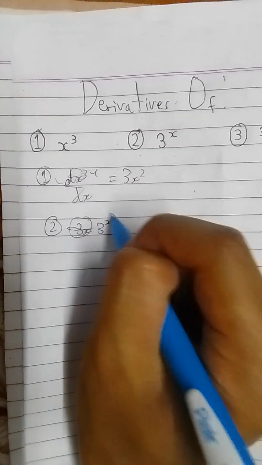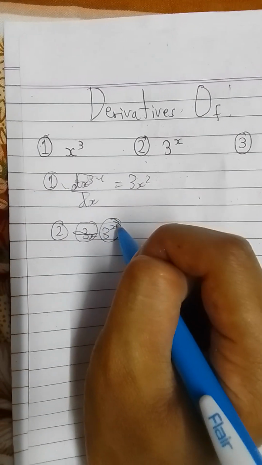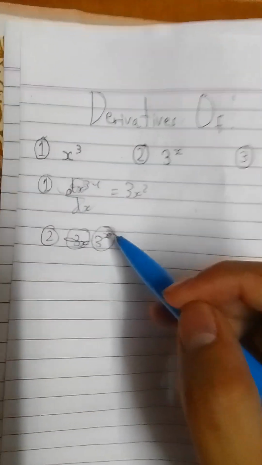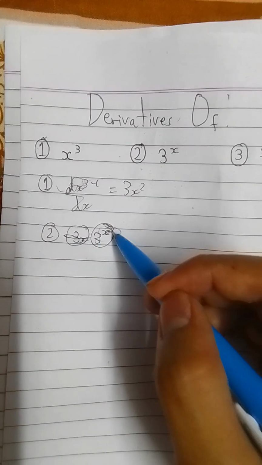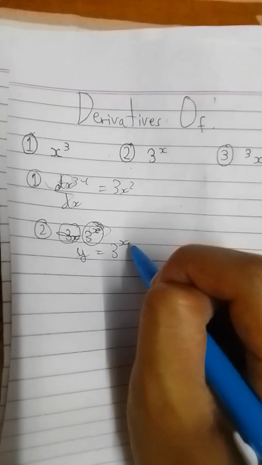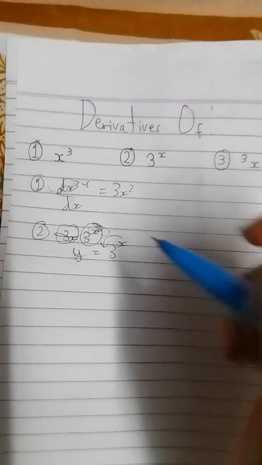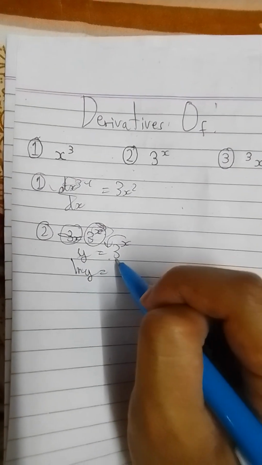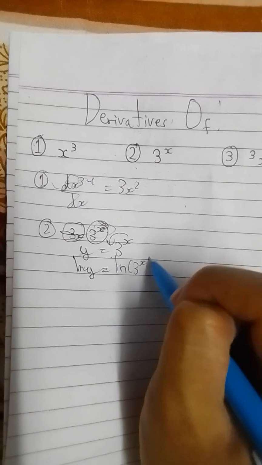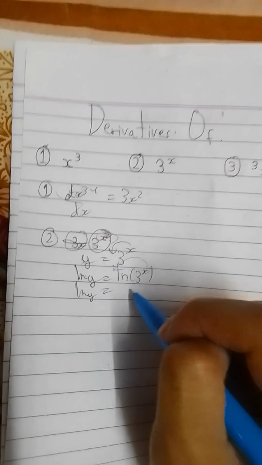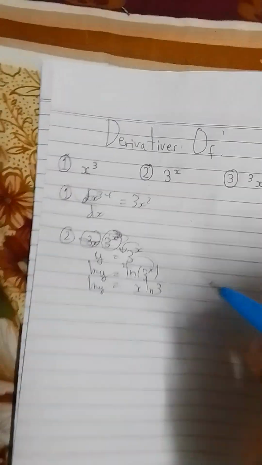Now for the second, 3 to the power x. Well, the power rule is only applicable for constant exponents, but x here is a variable. So let's let y equal 3 to the power x. Now we need to bring the x down. We can do this by taking the log of both sides: ln y equals ln 3 to the power x. Now from the log property, the power comes to the front, x ln 3.